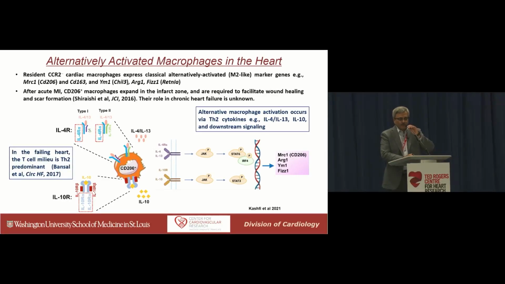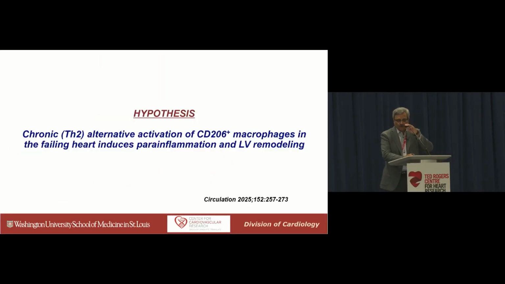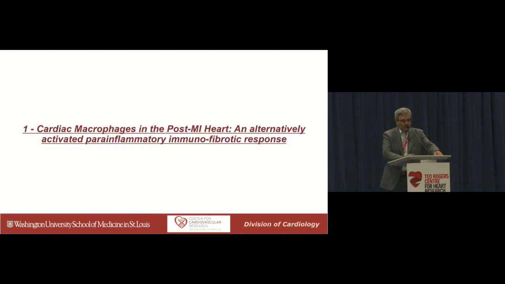And this was important to us because we had previously shown, in the study of adaptive immunity in the failing heart, that if we look at the T cell populations that are expanded in failing myocardium, there's a predominance of Th2 versus Th1 CD4 positive lymphocytes. So we wondered if there were downstream, or rather cell-to-cell, effects of Th2 cytokines on macrophages. So the hypothesis here was that chronic Th2 alternative activation of CD206 macrophages in the failing heart induces this para-inflammatory response in LV remodeling. So it's just 3 points I'd like to make.